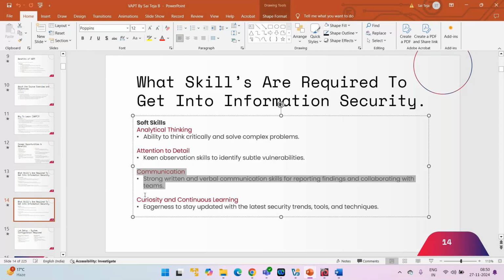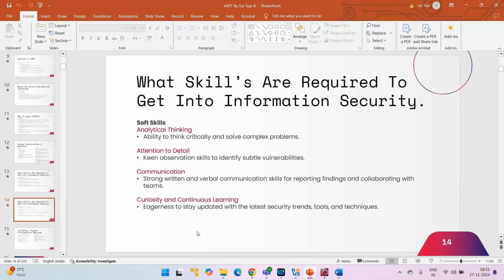And the very, very important thing is you must have that zeal to learn new things and explore new things. So these are some of the softer skills, I can say, which are required to get started.